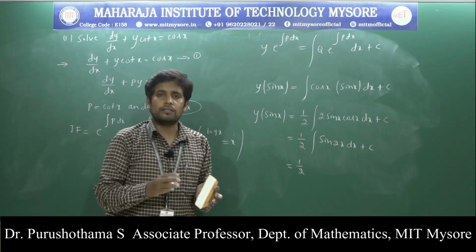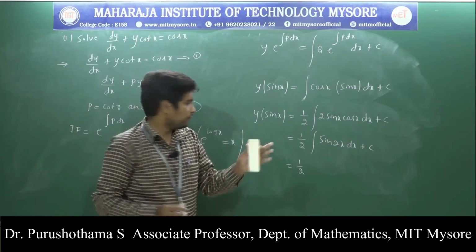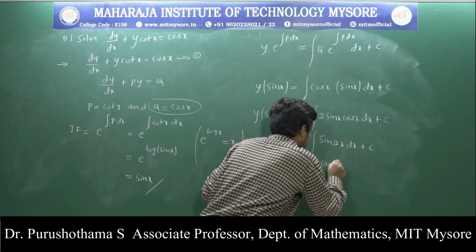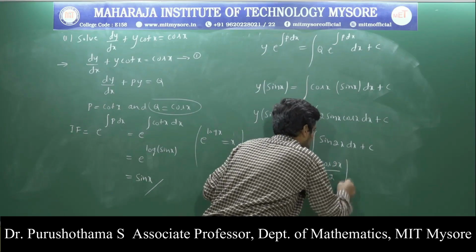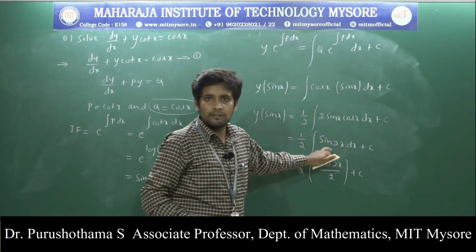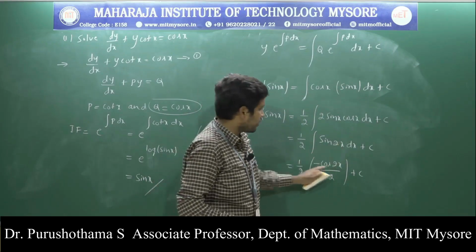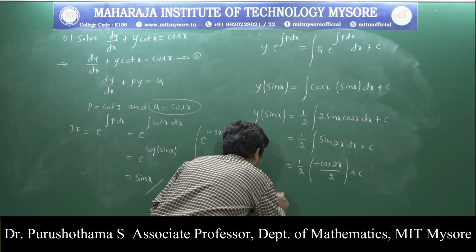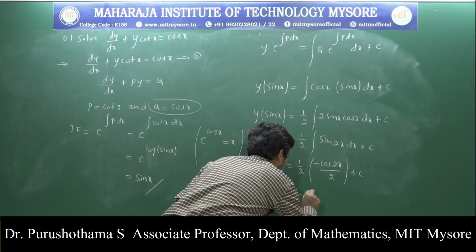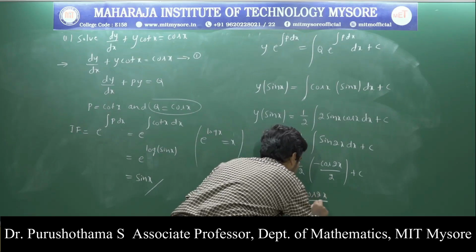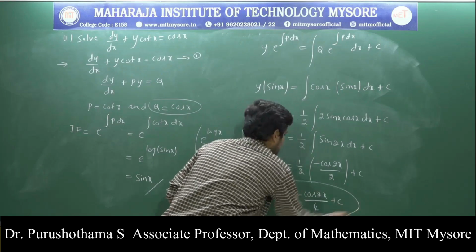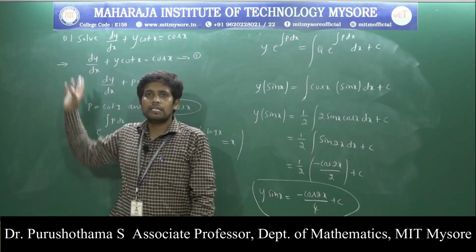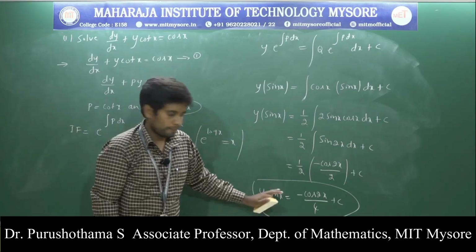Integration of sin is nothing but minus cos theta. Therefore, integration of sin 2x is equal to minus cos 2x divided by 2 plus c. This is the integral value of sin 2x, so minus cos 2x divided by 2. Finally, y into sin x is equal to minus cos 2x divided by 4 plus c. This is the required solution for the given linear differential equation.